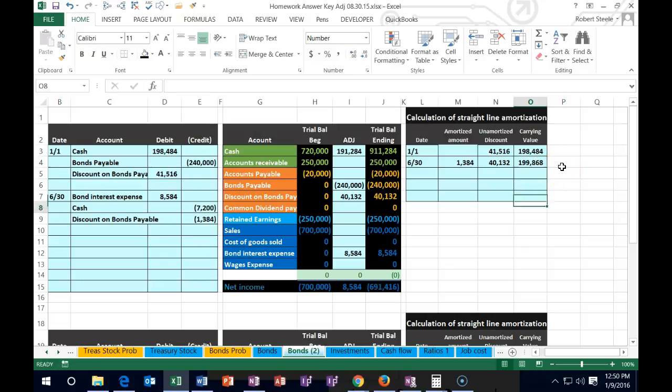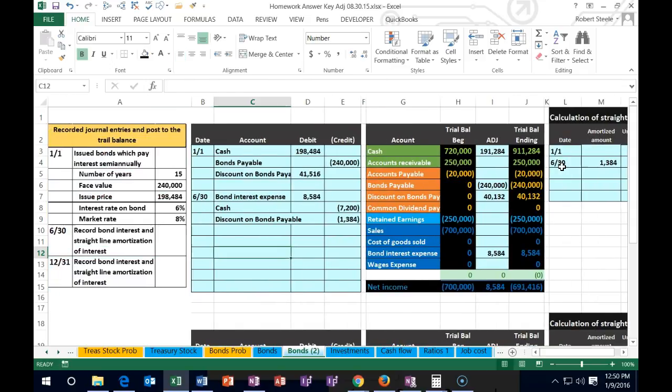All right, so we're going to do this one more time. Over here on 12/31, we're going to record bond interest and straight line amortization. It's going to basically be the exact same journal entry. We're just going to do this one more time and record the interest payment on the bond, so cash will be affected.